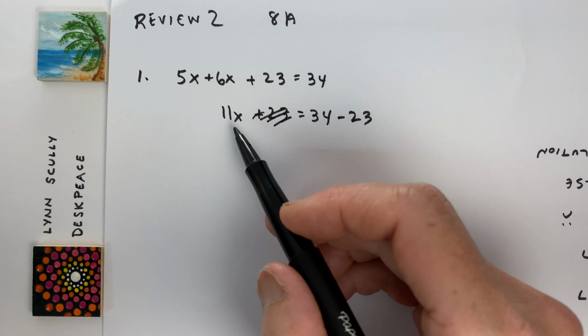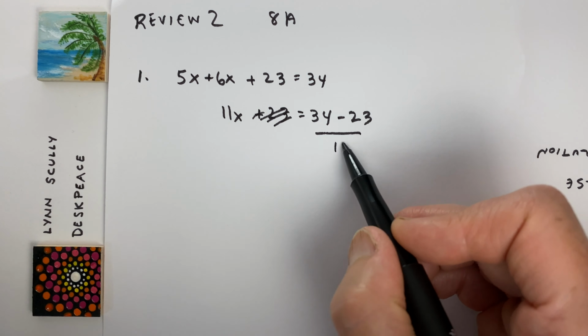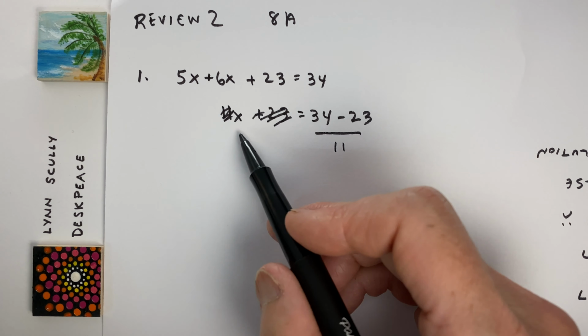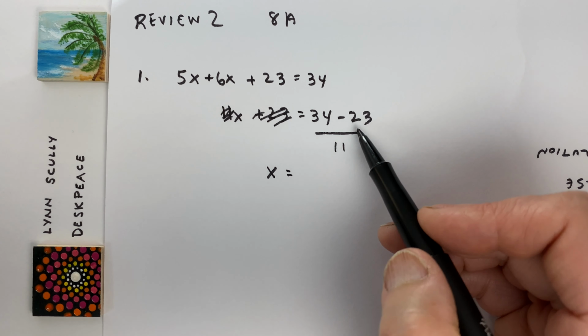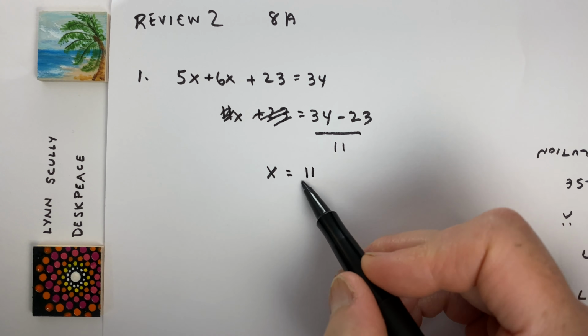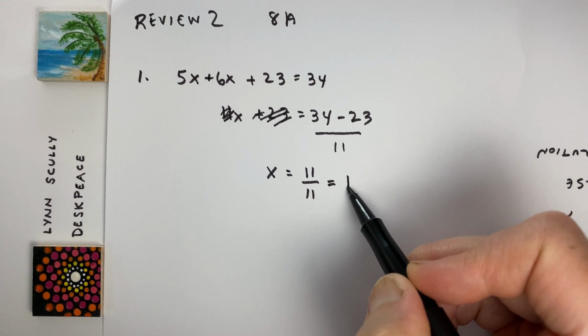This 11 is attached by multiplication. Move it by division to the other side of the equal sign. My x is alone, which means I'm done, but I'd like to reduce it. 34 minus 23 is 11 over 11, which is 1.